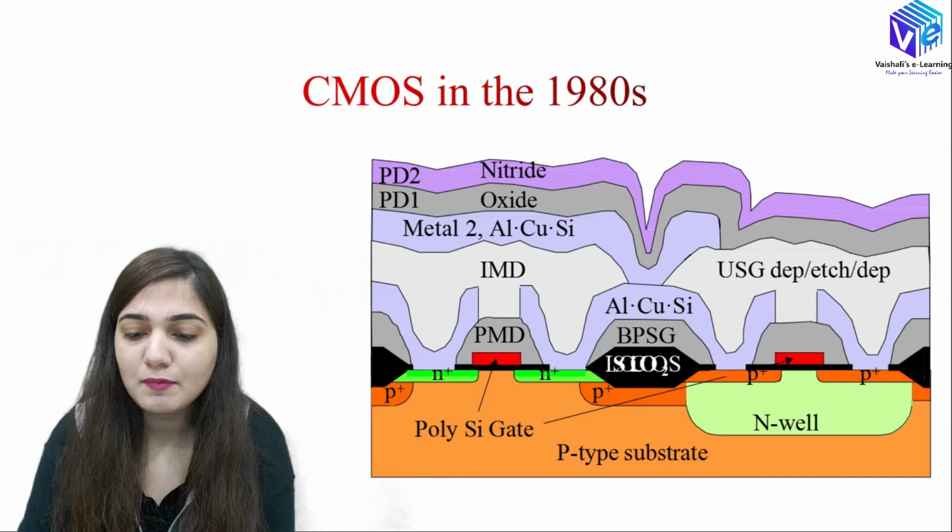Okay, so this is the CMOS. We have the P-type substrate in which we have formed the N-well.